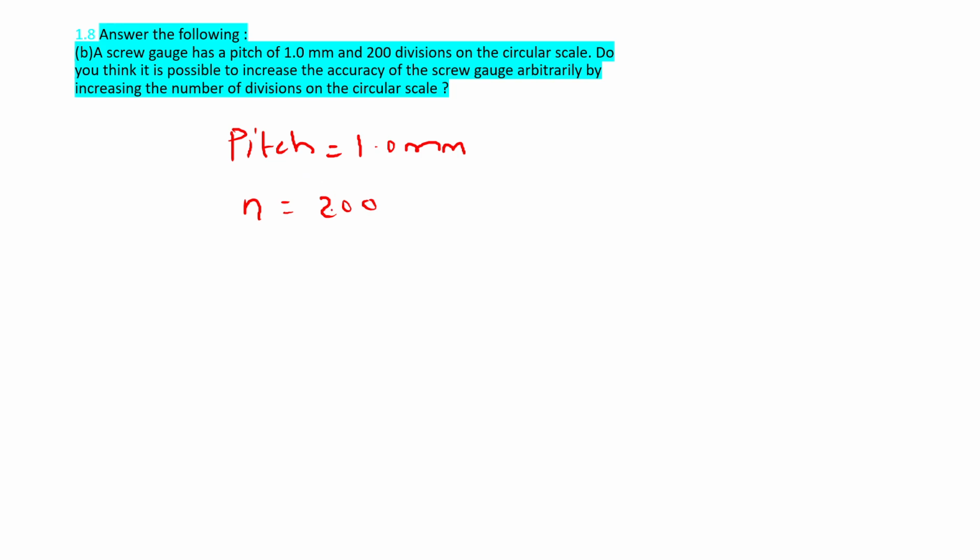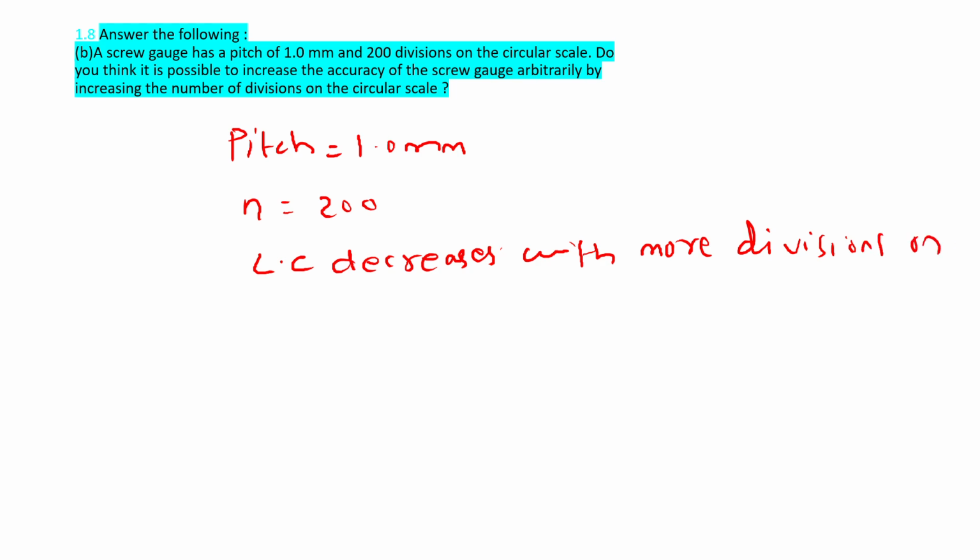So if we speak theoretically, the least count decreases with increasing the number of divisions on the circular scale. The least count decreases with more divisions on the circular scale. This is the point, more divisions on the circular scale.